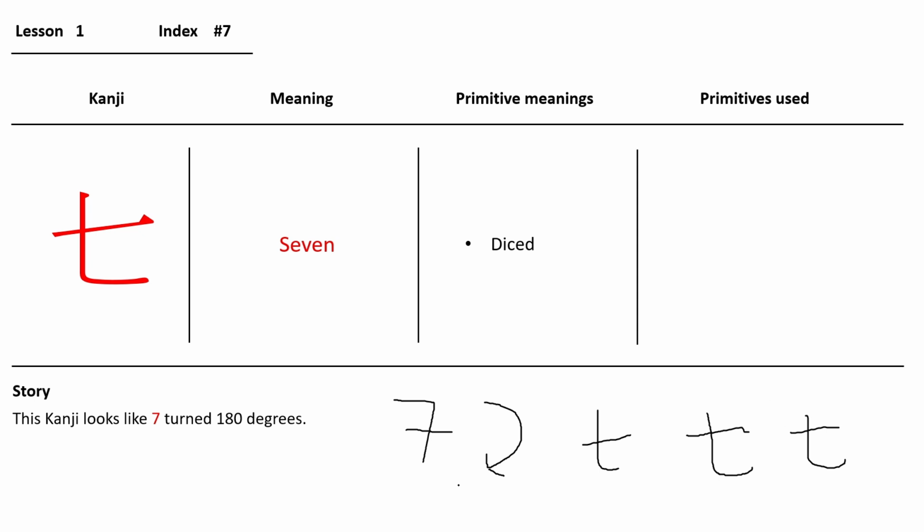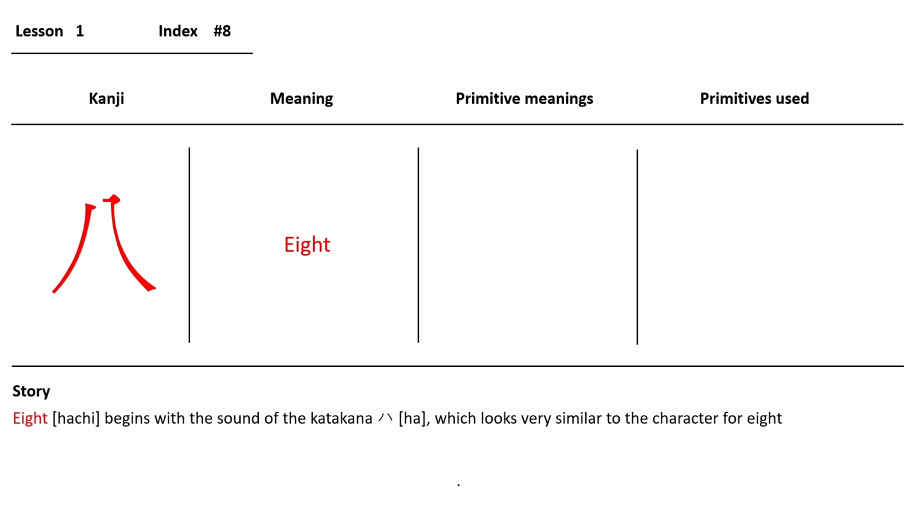And let's continue with the next one. As you would probably guess, it's 8. The character for 8 is also very simple, doesn't have any primitive meanings. It's also not used in other characters with different primitives, and it doesn't use any primitive itself. So very simple. And how will we remember this character?